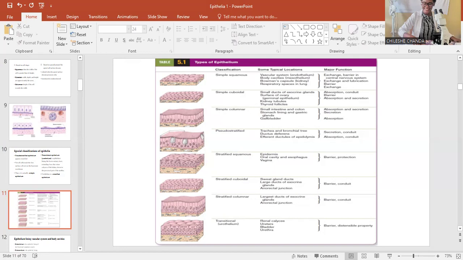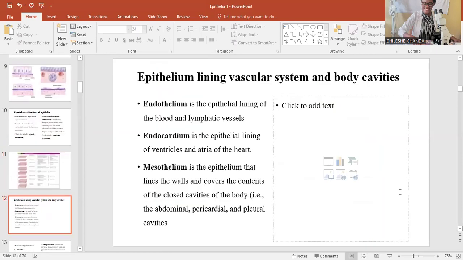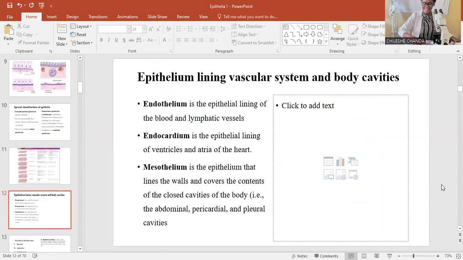Then we have simple columnar epithelium. Simple columnar epithelium is found in areas where mostly there is need for absorption, all right, where there is need for secretion, okay? So organs such as the stomach, the small intestines, the large intestines, that is where you're going to find simple columnar epithelium.